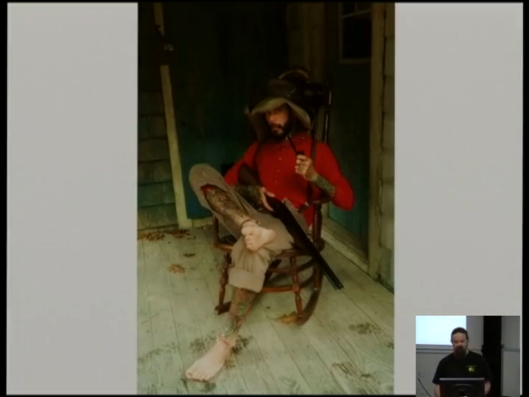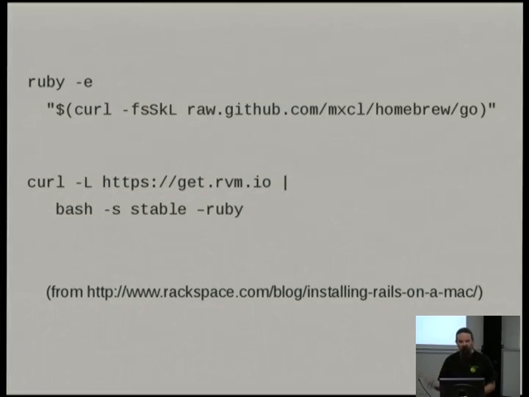It's not an uncommonly suggested technique. This appeared on the Rackspace blog. I don't want to pick on Rackspace because they're a really great company and I know lots of people who work for them, but there was a blog post where they suggested that to install Rails on macOS, you should run Ruby and have it evaluate this thing that curl has just pulled straight out of GitHub. And just no.